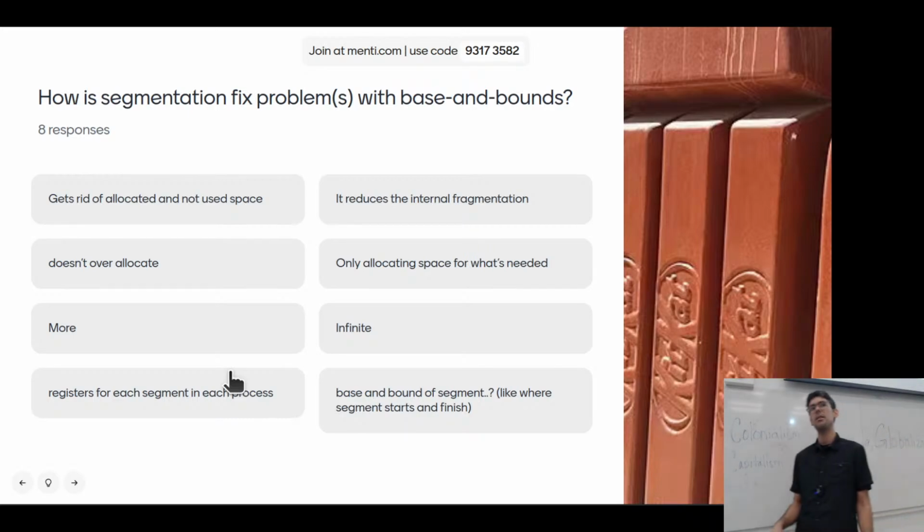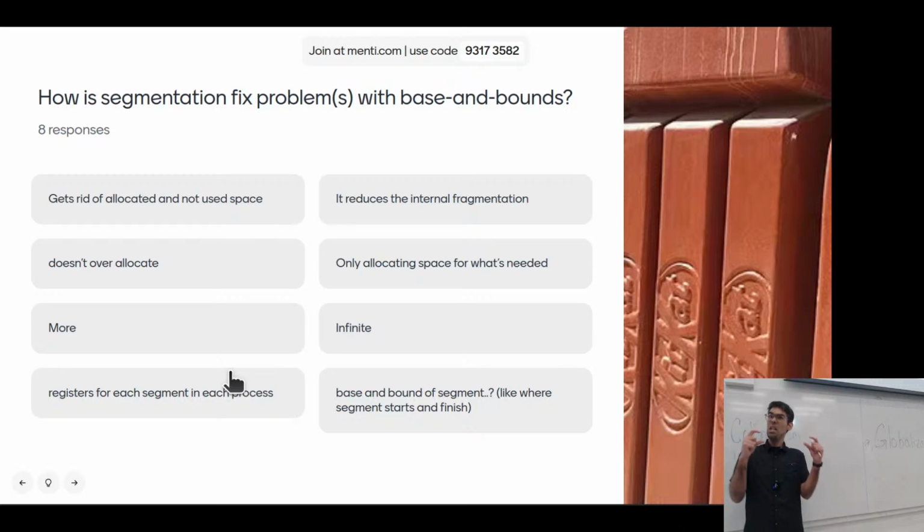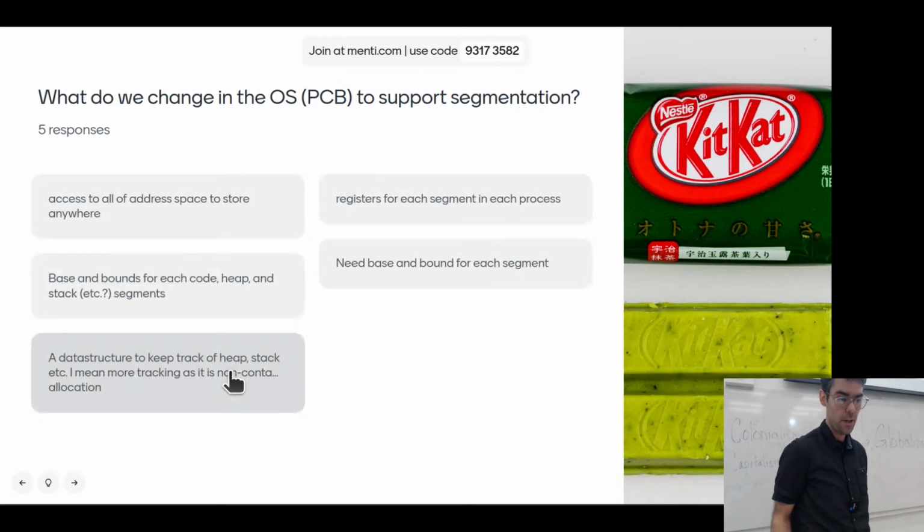Segmentation fixes the problems that we've got with base and bounds in the sense that we no longer have this internal fragmentation problem. We do a little bit. Like, we're going to have to over allocate the heap a bit so that our process isn't constantly asking for it to be bigger, but we no longer have this massive chunk in the middle of our address space that has been allocated to a process, but is no longer used.